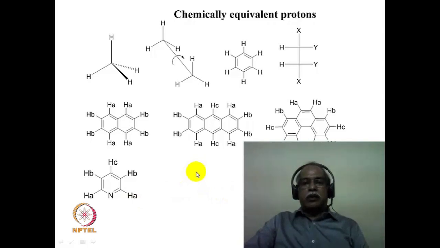In order to define chemically non-equivalent hydrogens, you give different alphabets as subscripts. In order to define chemically equivalent hydrogens, you give the same alphabet as the subscript, and this is called Pople notation.